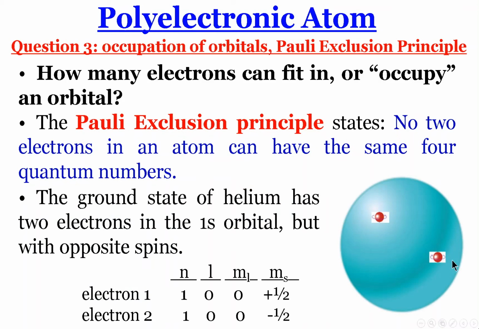So if we have 2 electrons in this atom, the first electron has n equals 1, l equals 0, ml equals 0. The second has n equals 1, l equals 0, ml equals 0, but they have different spin. And to remember, spin is the rotation of the electron around itself.